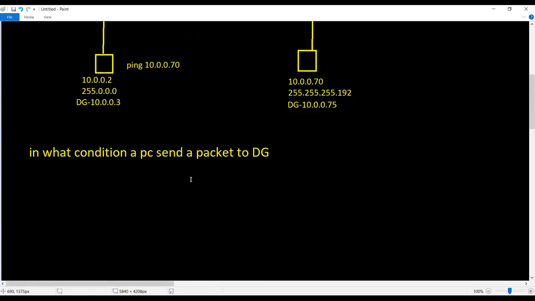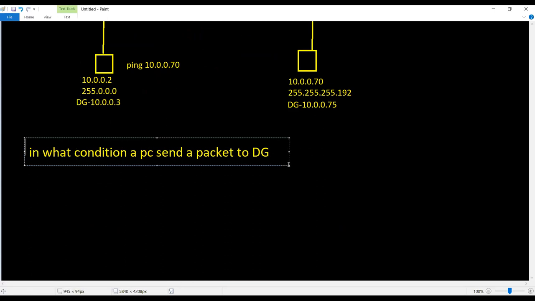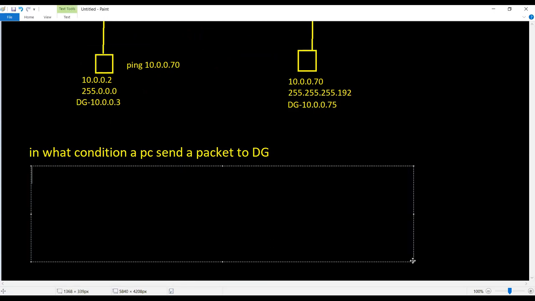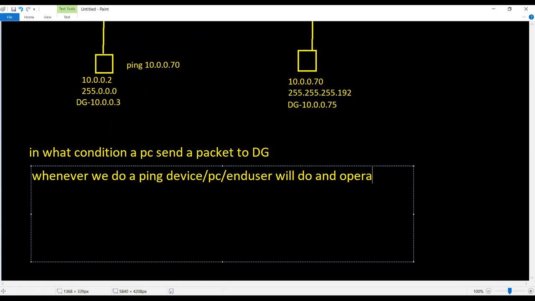So how will this PC identify what to do here? Basically it will check this condition. We have a condition here: in what condition does a PC send a packet out to the default gateway? Now the condition is, whenever we do a ping, the PC or end user will do an AND operation with the destination.